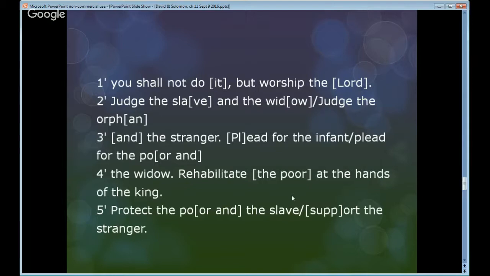So the second command says, "Judge the slave and the widow, judge the orphan, and judge the stranger, plead for the infant, plead for the poor and the widow, rehabilitate the poor at the hands of the king, protect the poor and the slave, and support the stranger." Now, all of these are commands from the Torah. Every single one of these can be found within the instructions of Torah. So what you find is that the early kings of the monarchy are upholding the words of Torah.